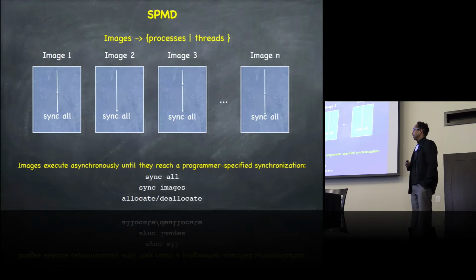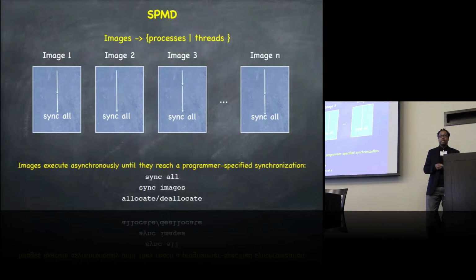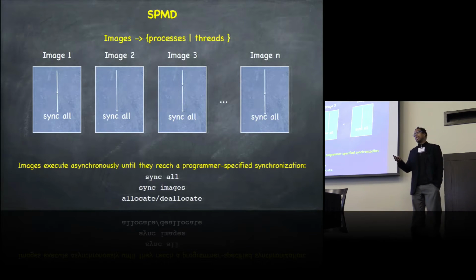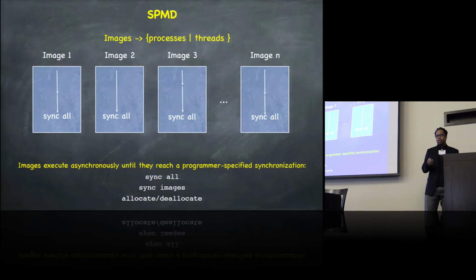Fortran uses a one-sided communication approach, which I'll show on the next slide. It's a partitioned global address space language. And in order for that to work, if I'm going to go and access data on another image, I need to know that that data is there. So any allocation or deallocation of a co-array, the co-array is the parallel data structure that's built into the language now, is also an implicit synchronization point.